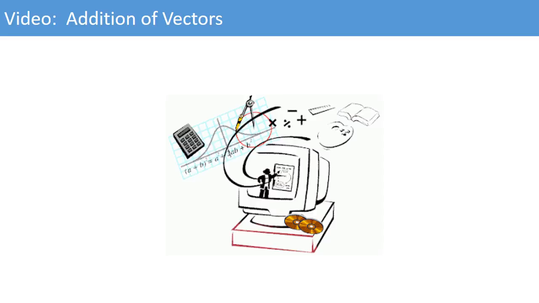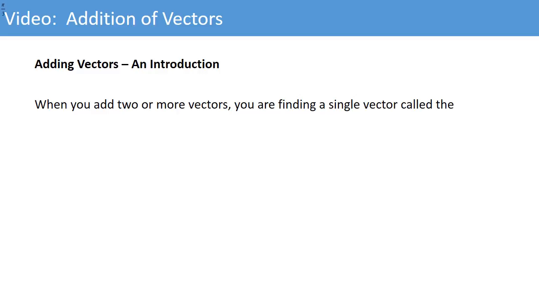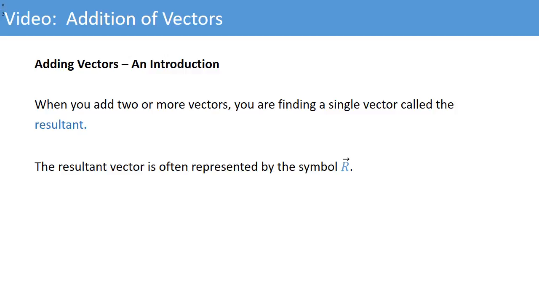Now we're going to look at how to add vectors in this video on addition of vectors. When you add two or more vectors, you are finding a single vector called the resultant. The resultant vector is often represented by the symbol R, a capital letter with, of course, the arrow on the top.